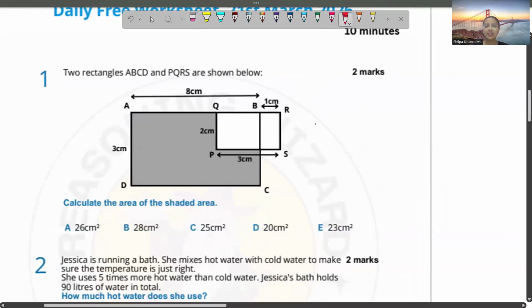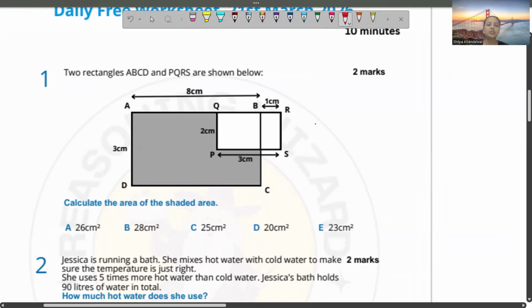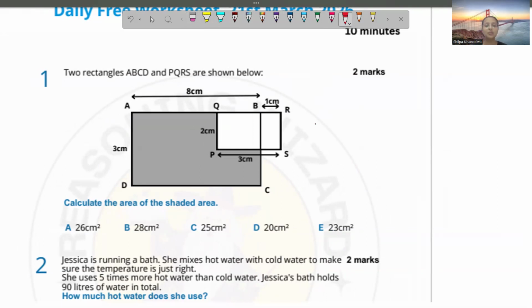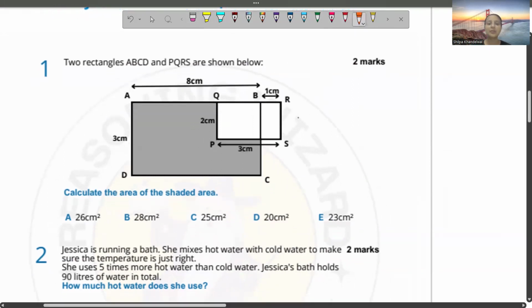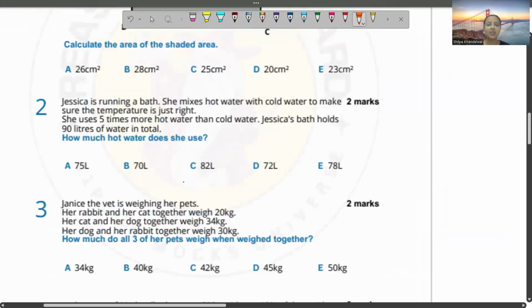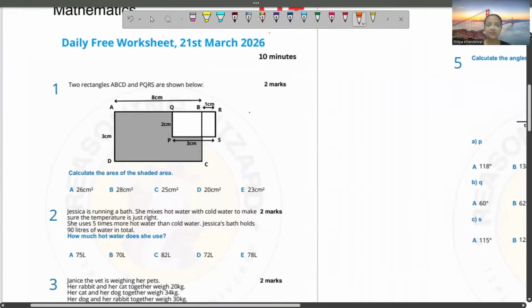Like I mentioned in yesterday's video as well, if you have watched it, I told you about questions where you first find the full area and then remove the other part out of it, so that we get the shaded portion area. The same we are going to do here. So first I'm going to calculate the area of rectangle ABCD.